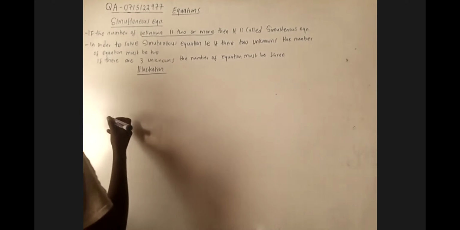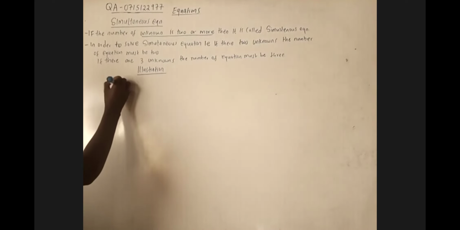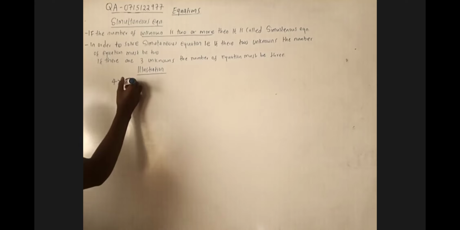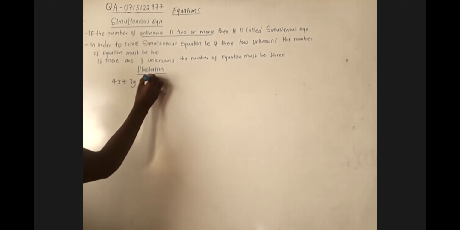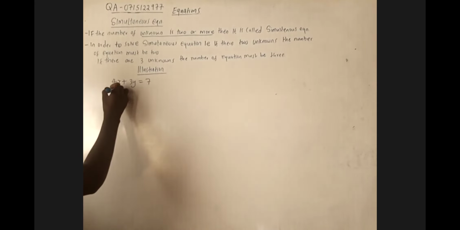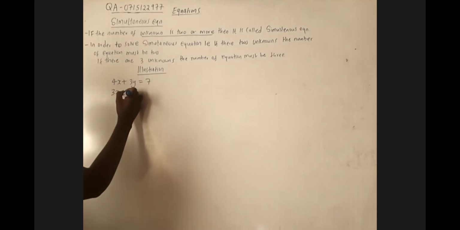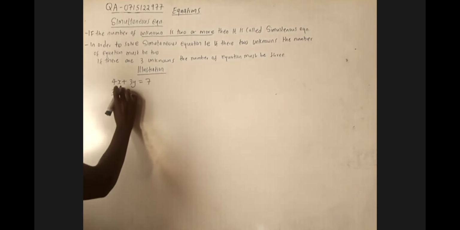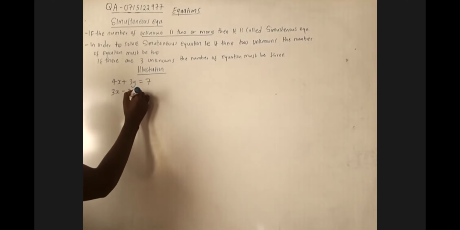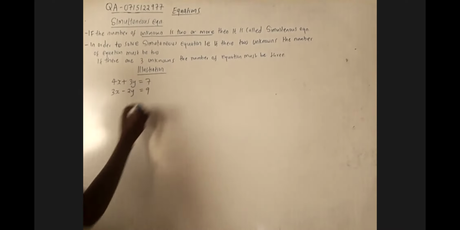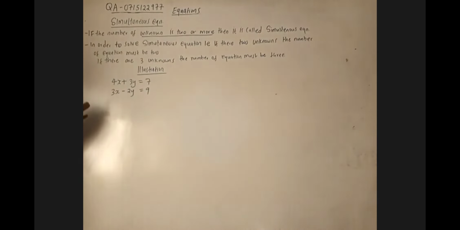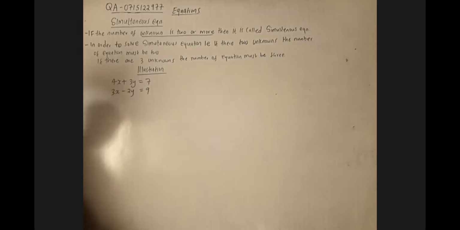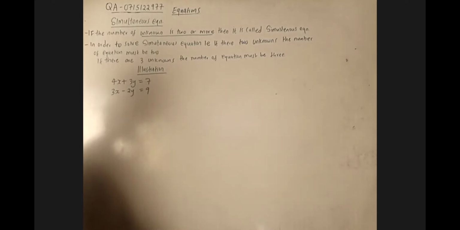Here is a 2 by 2 illustration. We say 4x plus 3y is equal to 7, then 3x minus 2y is equal to 9. As you can see from this equation, we have 2 unknowns, that is x and y, and at the same time you have 2 equations, so it can be easily solved.